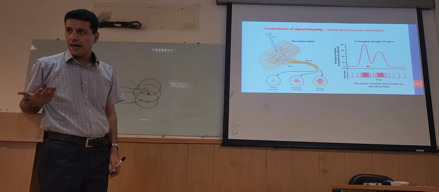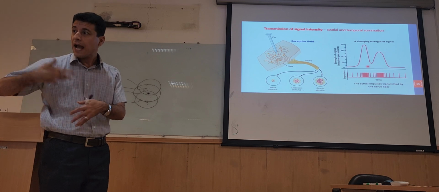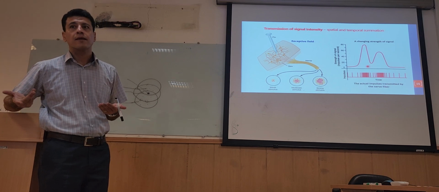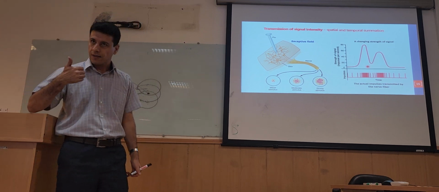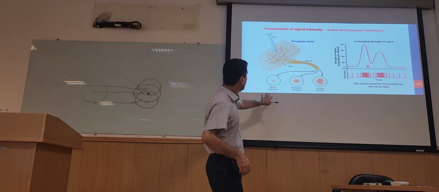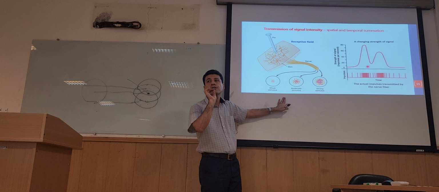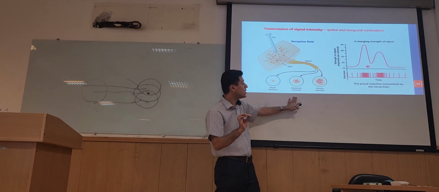When it sees that a lot of fibers are actually bringing the action potential to the brain, then it can interpret that the intensity was strong. Right? So we call this spatial summation. The number of fibers that are activated actually signify the strength of the stimulation.